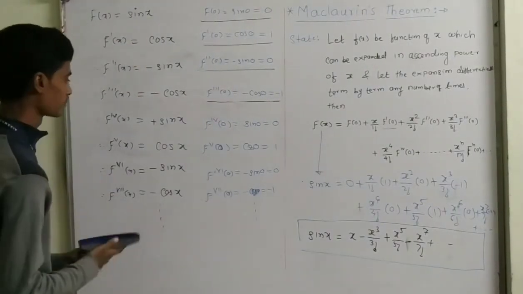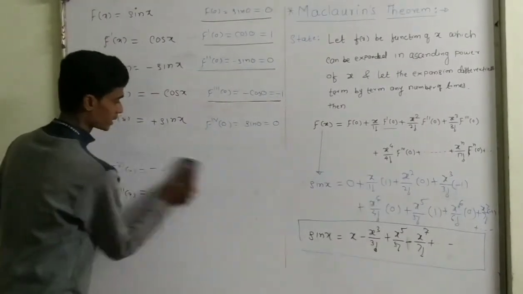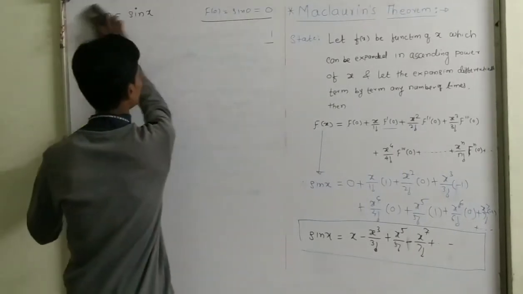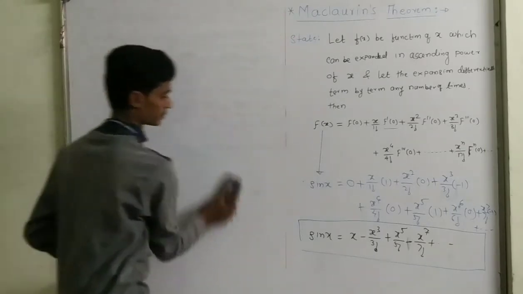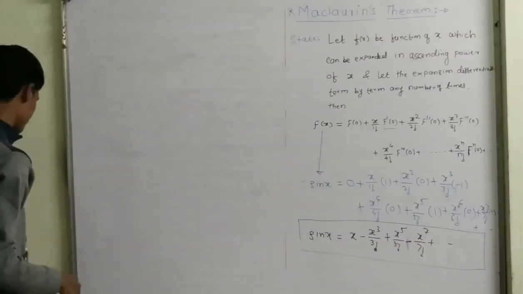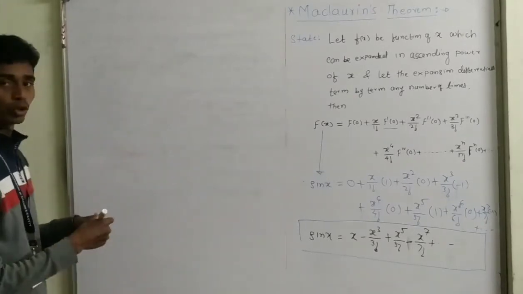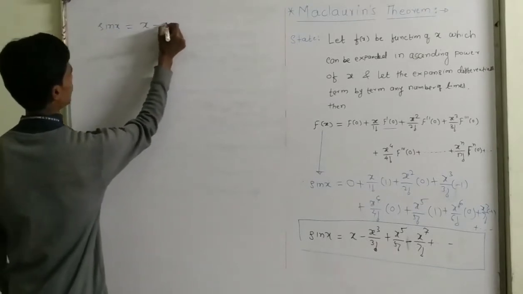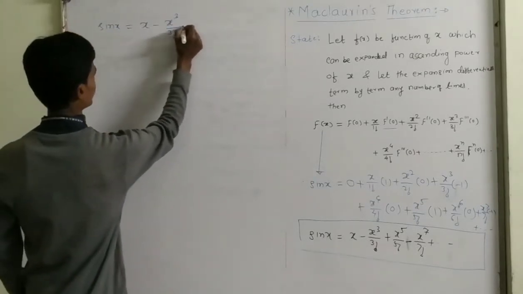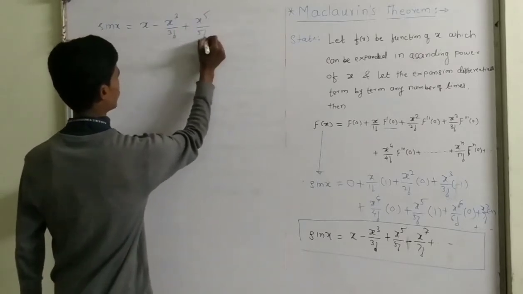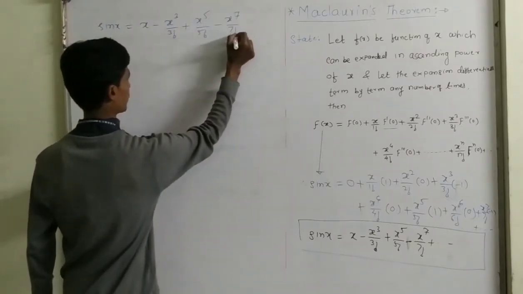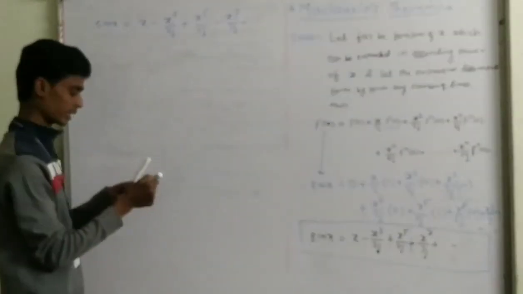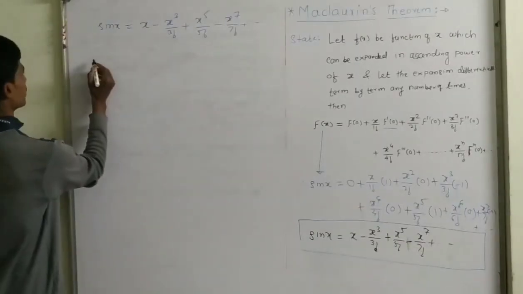So therefore, using this, how to find it? We know the expansion of sin x. So sin x is x minus x cube by 3 factorial plus x raised to 5 by 5 factorial minus x raised to 7 by 7 factorial and plus so on. So by using smart work, we just differentiate it.